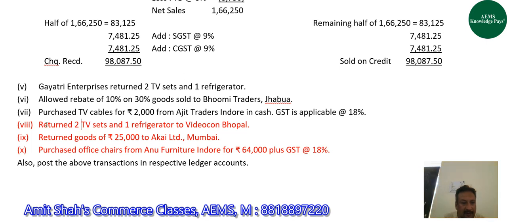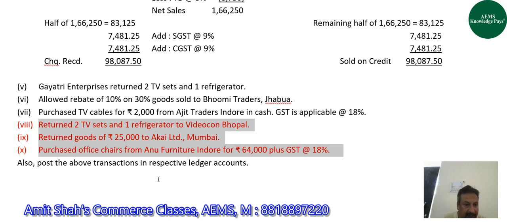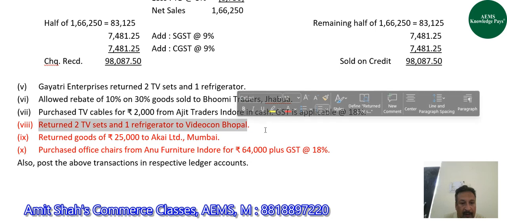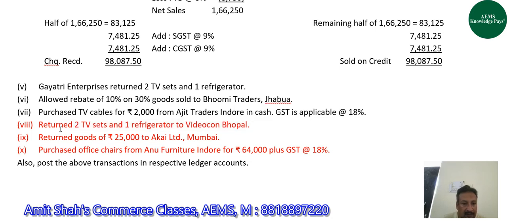Guys, you know that now we are left with only these three transactions to be journalized and posted in our subsidiary books and ledger, right? So here the next one is: returned two television sets and one refrigerator to Videocon Bhopal. This will go in the purchase return book.